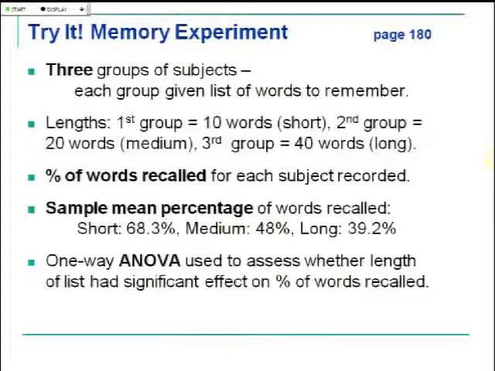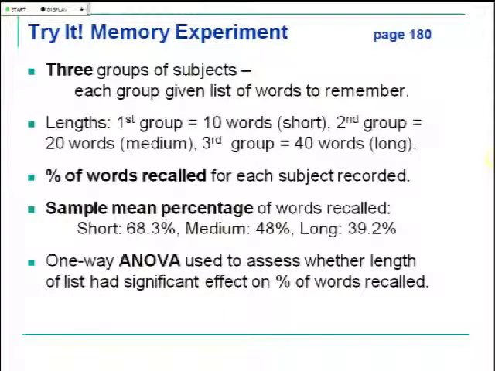And for the third group, their list was long, 40 words. So since the number of words in each list was different, we can't actually just count how many words they remember. Because in the first group, the most that could be is 10, and in the last group, someone could remember 32. So that would not put it on the same scale. So instead, the response here is actually the percent of words that that person recalled, which is still quantitative.